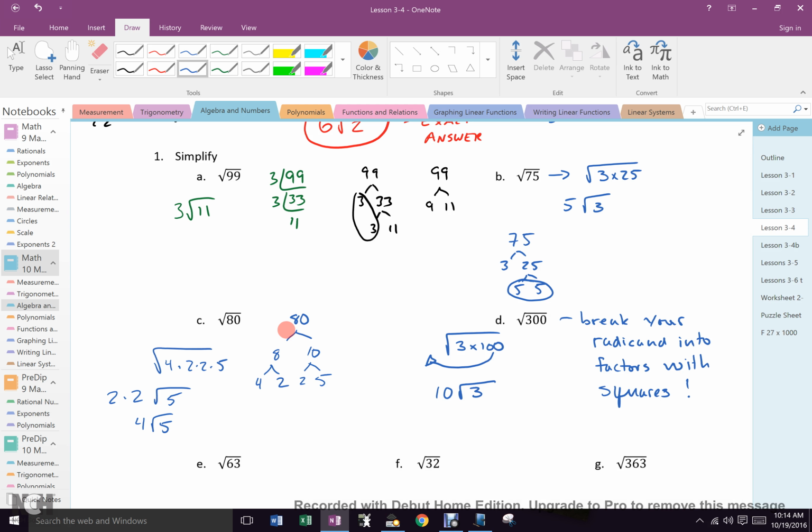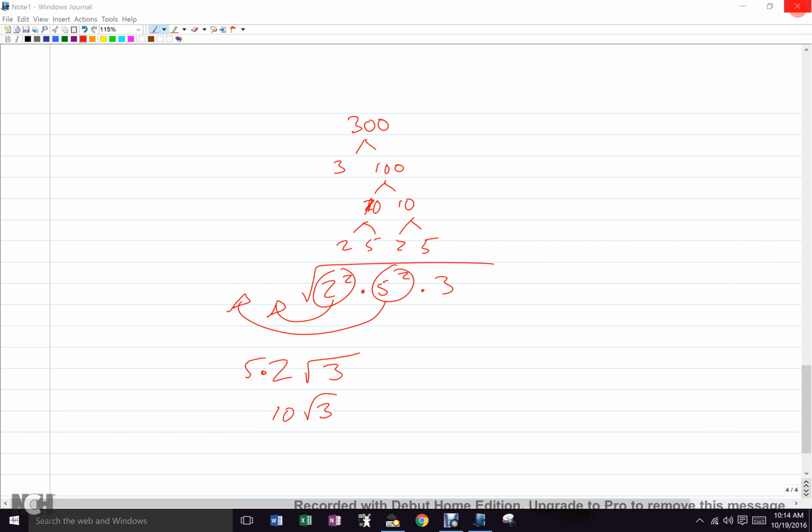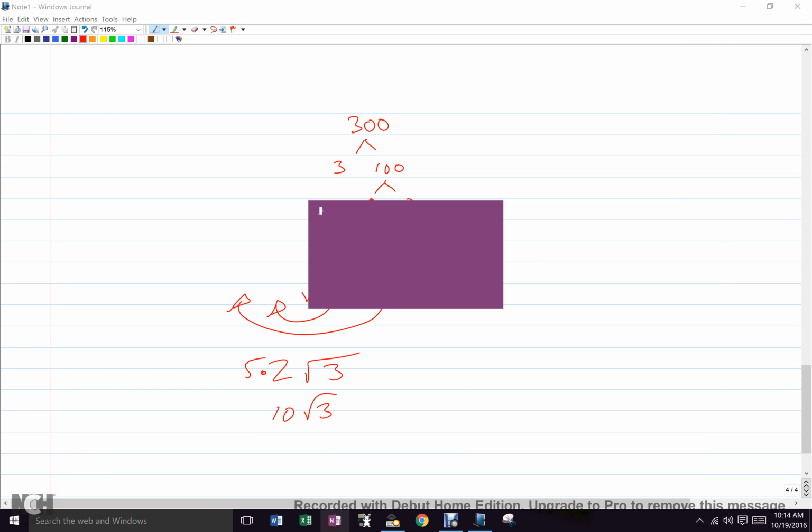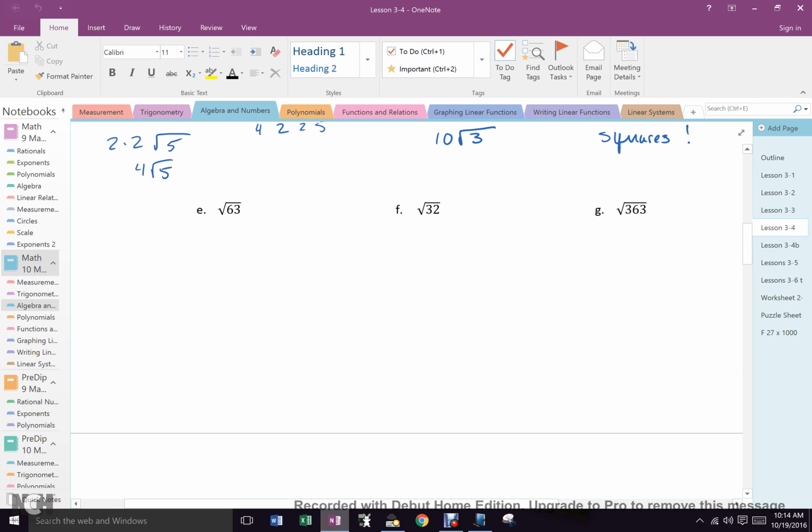Cool? So let's look at E. E is a nice, easy one to use the shortcut on. Why? Why is E so easy to use the shortcut on? Because this is the square root of 9 times 7, isn't it? Does 9 have a square root? What is it? 3. So out comes the square root of 9, which is 3. What stayed under there? 3 root 7.